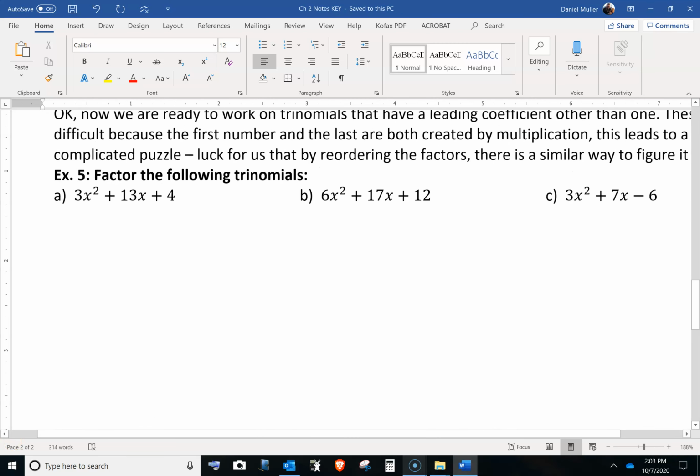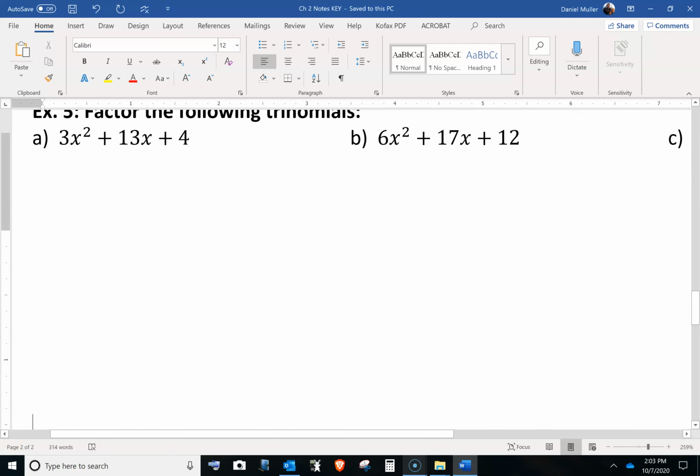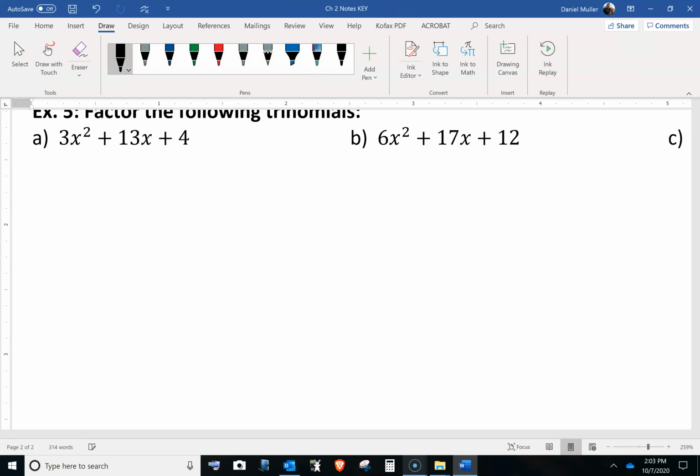Example 5, factor the following trinomials. These are a little bit different. They're going to require a little bit more work, but it's done in the exact same way. The one thing you'll notice is that this is no longer just an x squared, but again, it doesn't really make much of a difference.